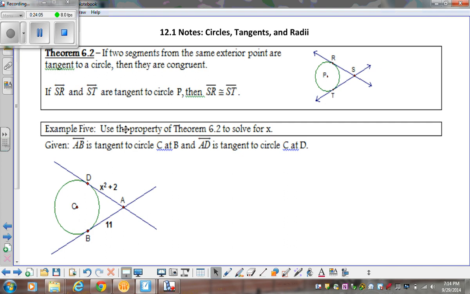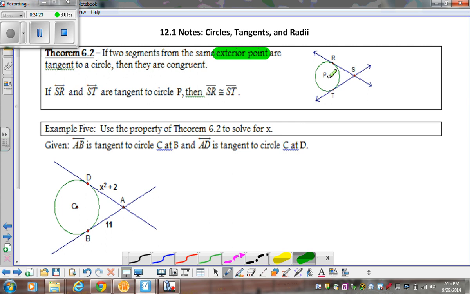So, last part, again, theorem 6.2. You don't need to worry about knowing that this is theorem 6.2. I just wanted to make sure you guys know the premise behind it. It says if two segments from the same exterior point, exterior meaning outside, all right, so if we have basically two segments or rays that intersect outside the circle. If you notice, line RS and line TS both intersect right out there at S outside my circle.